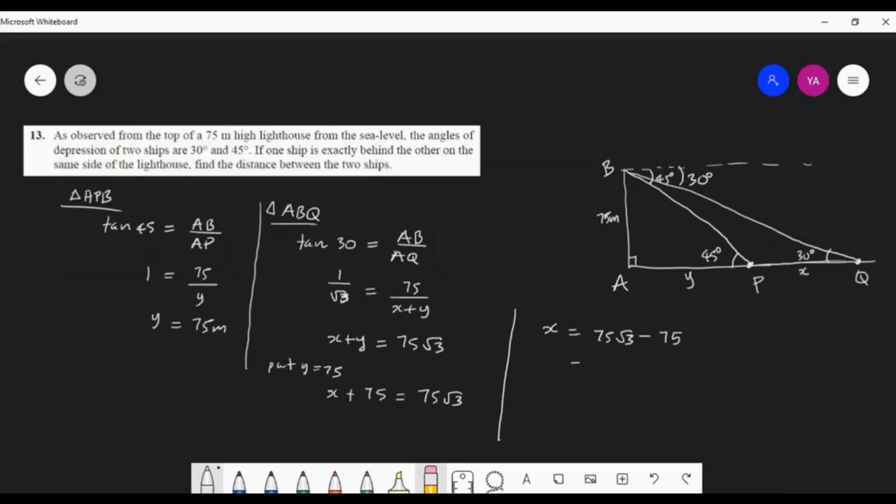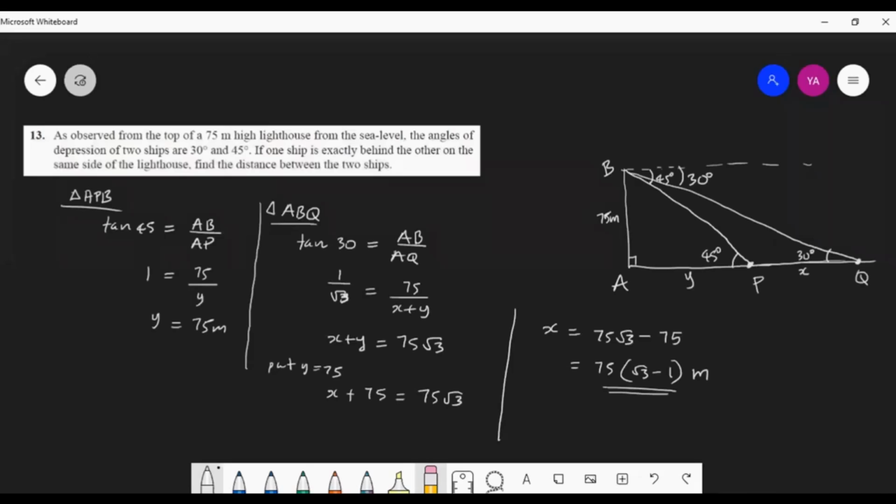So next step, what will come? Taking 75 common, 75 into root 3 minus 1 will come. So this is what we want to find out, right? x. So this much meter will come. That is, the distance between the ships is 75 into root 3 minus 1 meter.